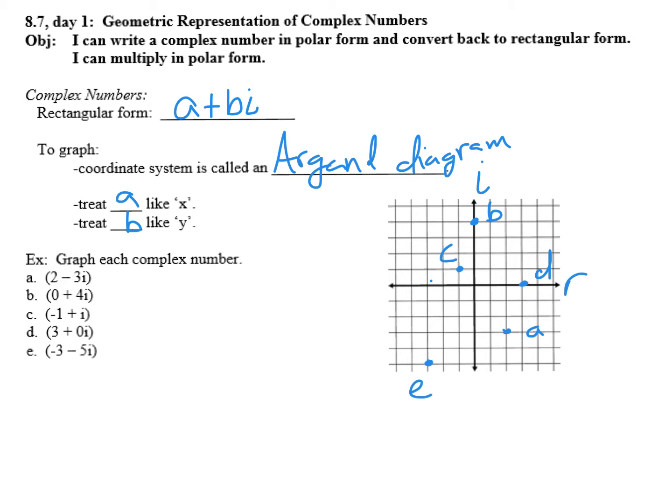So really, this is the most important thing. A is like X, B is like Y, right? Make sure your axes are labeled that, the horizontal axis are the real numbers. The vertical is the imaginary, okay? And it's kind of like just plotting coordinate points, right? And that would be what we would call a whole system for complex numbers, okay?